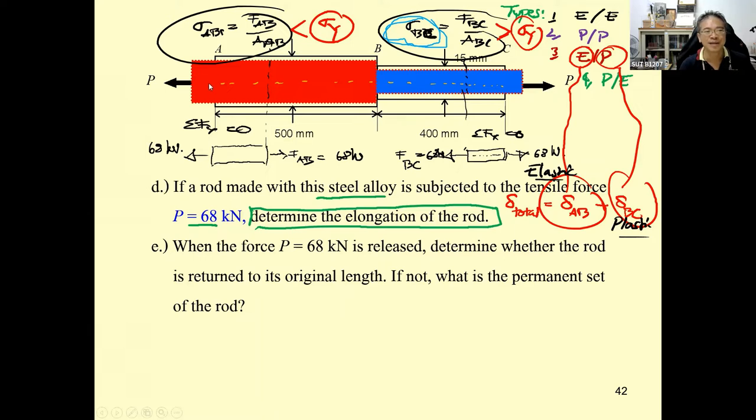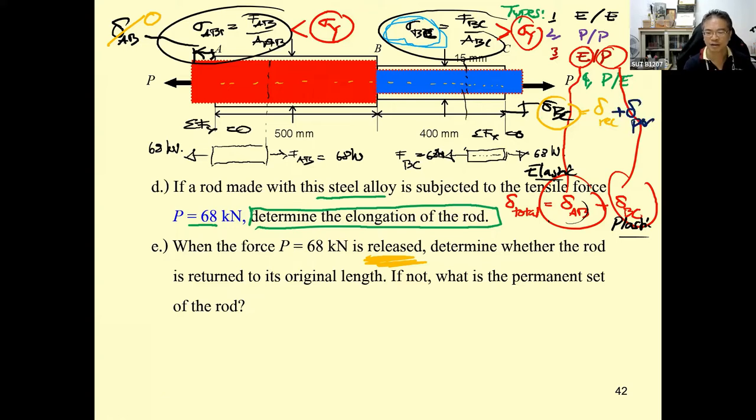And then, this is going to be the deformation of AB, delta AB, and this is going to be delta BC. When you release the force, delta sub AB will return to its zero value. But delta sub BC will include two things: one is the delta recovery, and another one is the delta permanent. So when you release the load, only AB returns to the original range, not BC. BC what?